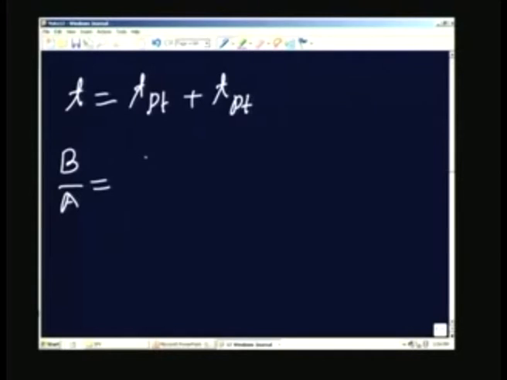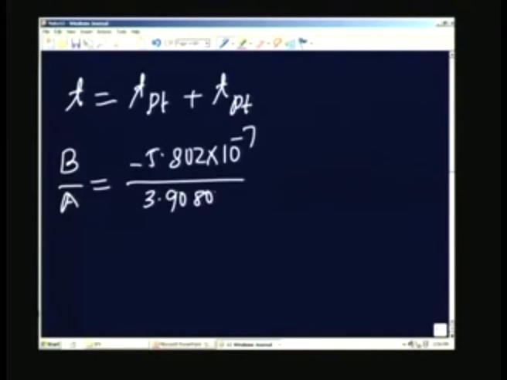So, we can write it as T_PT plus T_PT multiplied by the value of B by A, which, if you remember, is minus 5.802 into 10 to the power of minus 7 divided by 3.90802 into 10 to the power of minus 3. This gives you a value of 1.485 into 10 to the power of minus 4. I will write it as 100 squared.